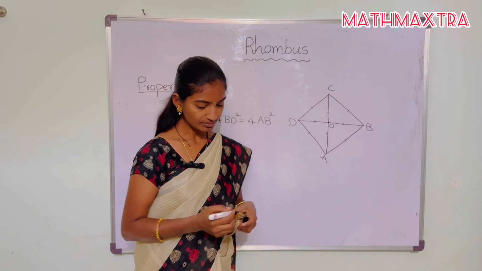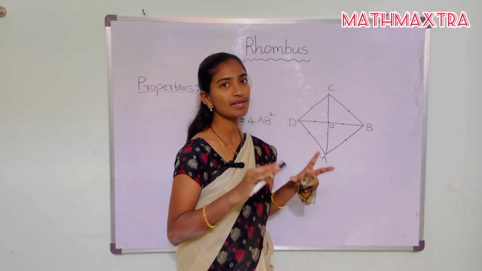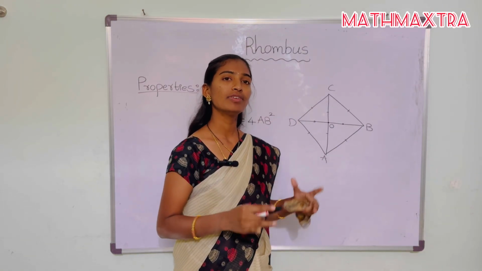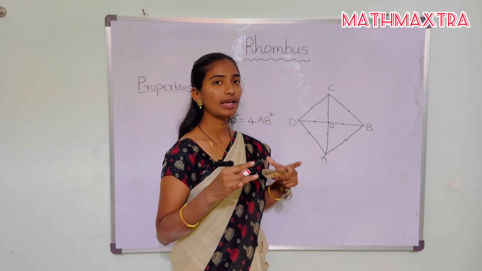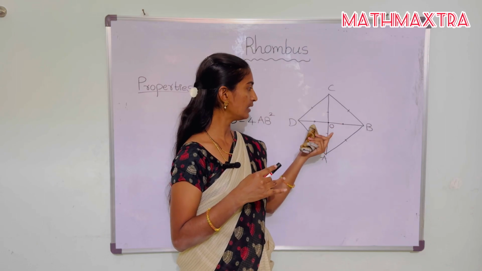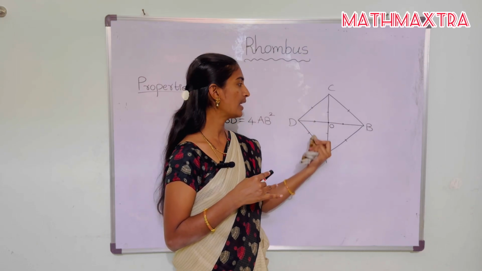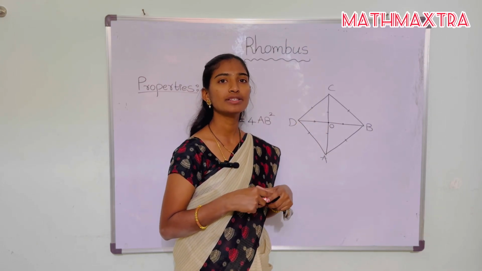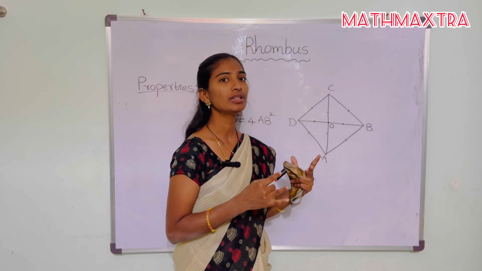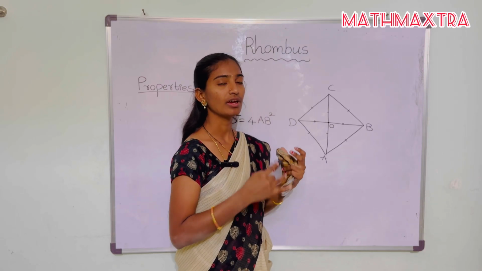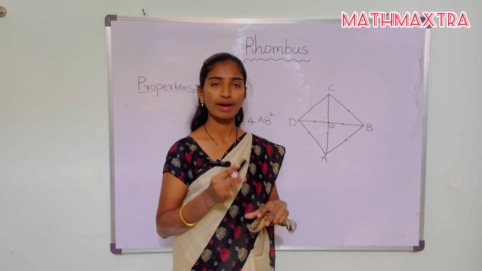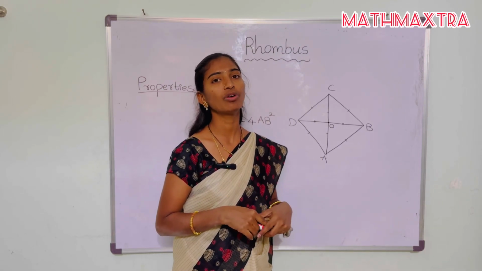Okay, we know every rhombus is a parallelogram, but every parallelogram need not be a rhombus, because in the rhombus the diagonals must be perpendicular bisectors. That is not always possible in a parallelogram. So that is why all rhombuses are always parallelograms, but the converse need not be true.